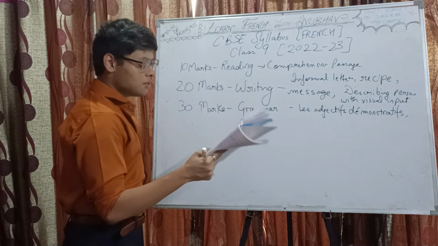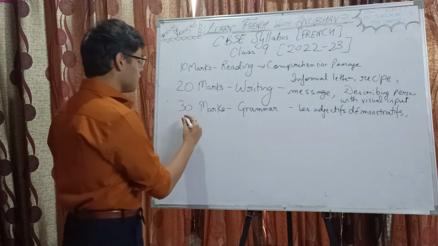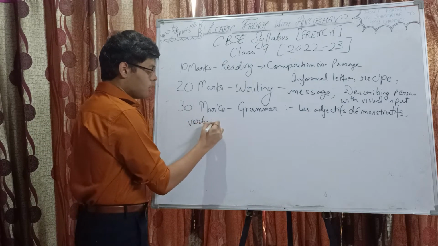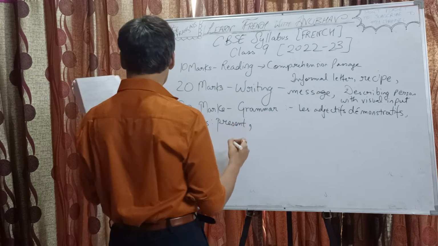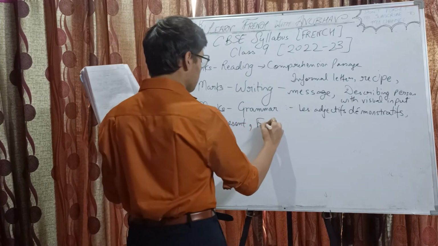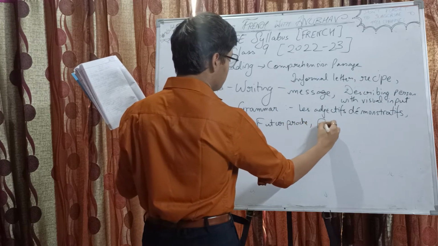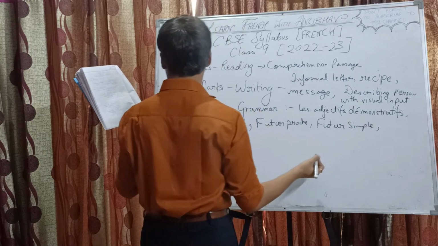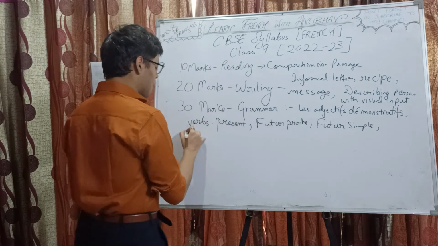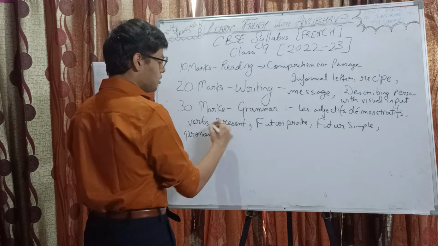After les adjectifs démonstratifs, we are talking about verbs. Okay. So under verbs we have, which all tenses? We have present tense conjugation, we have futur proche, the near future, we have futur simple, simple future. We also have pronominal verbs. Fine, pronominal verbs can come with any of these tenses.